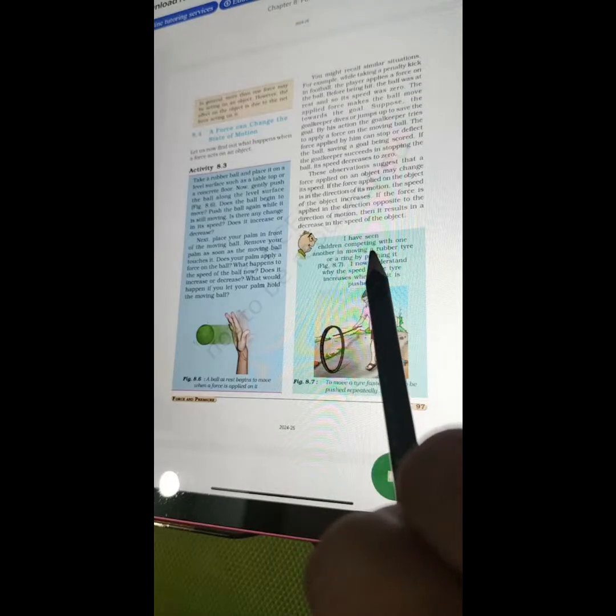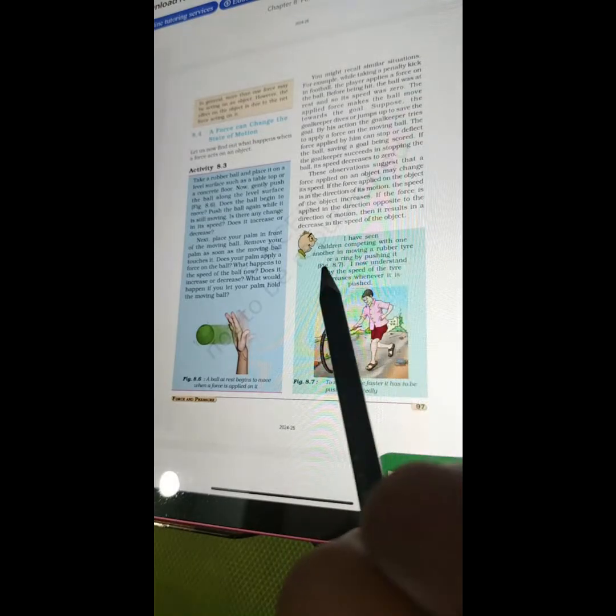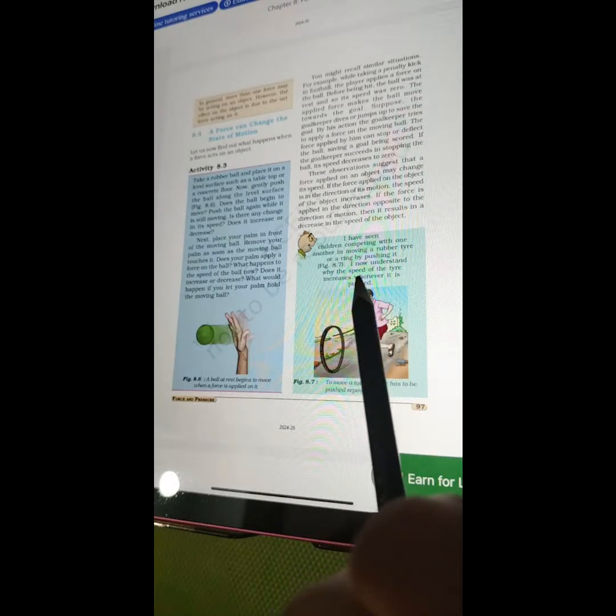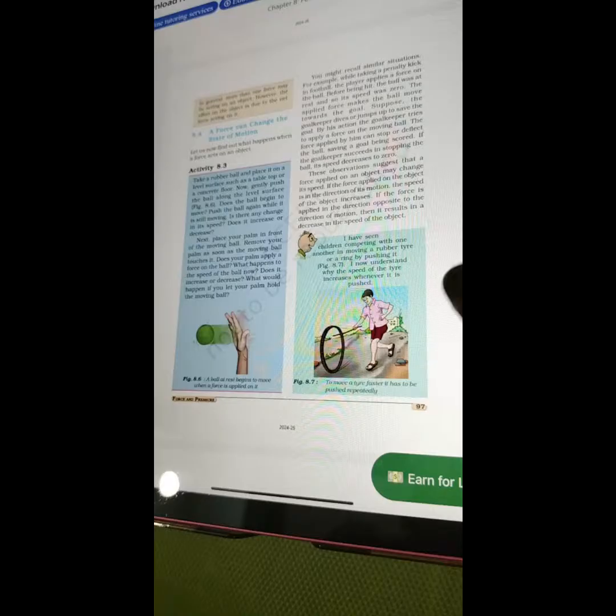I have seen children competing with one another in moving a rubber tire or a ring by pushing it. Figure 8.7. I now understand why the speed of the tire increases when it is pushed.